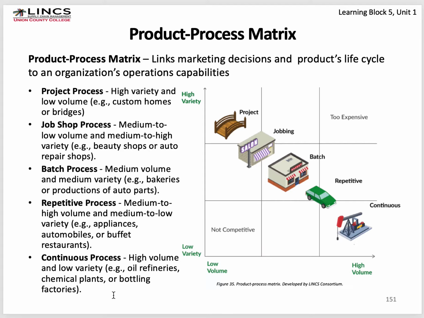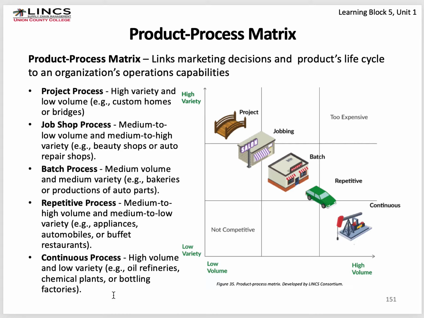So if we look at this, we're looking at it right now from the kind of process you have. So let's stick with that part. A project process is a high variety and low volume, custom homes or bridges. I always like to use defense examples. Nuclear submarines, aircraft carriers. Probably each one has a different variety and they're putting different bells and whistles on each one they build, so they're custom made. You don't keep them in inventory.